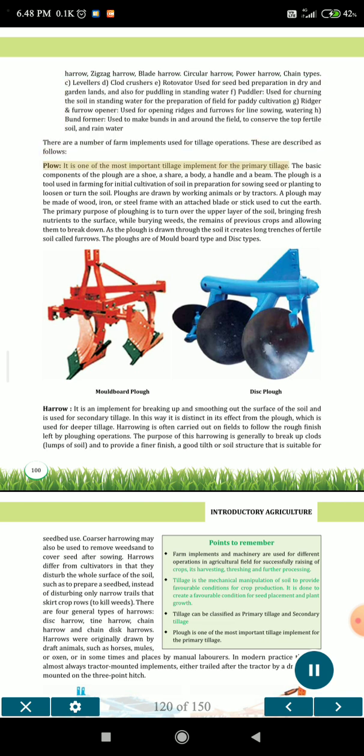Plow. It is one of the most important tillage implements for the primary tillage. The basic components of the plow are a shoe, a share, a body, a handle and a beam. The plow is a tool used in farming for initial cultivation of soil in preparation for sowing seed or planting, to loosen or turn the soil. Plows are drawn by working animals or by tractors.